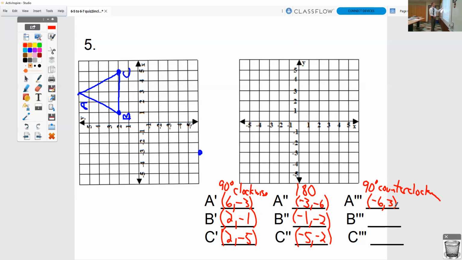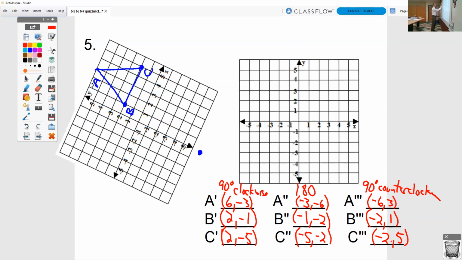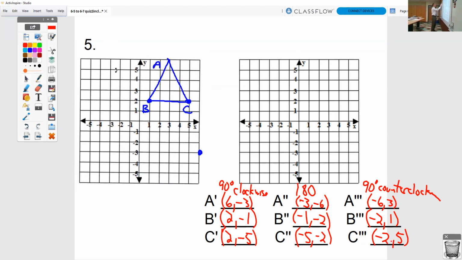B looks like it's over to 2 up to 1. It's not over to 2, it's over to -2. And then C looks like it's over to 2 up to 5. It's not over to 2, it's over to -2. Now that we have our coordinates, we want to turn our paper back to normal and graph those points.